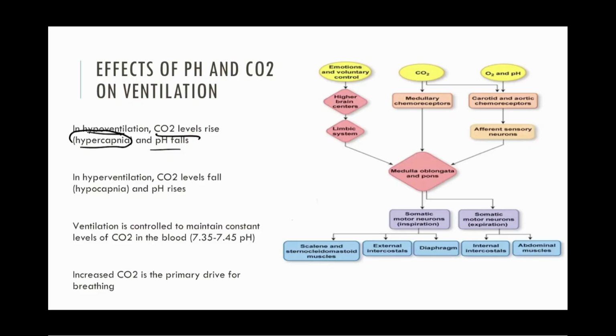Okay. In hyperventilation, now we're breathing way too much. We're blowing off all that excess CO2. The CO2 levels start to drop in our blood. We're reducing the acid, so the pH levels rise. We become more alkaline. When CO2 levels fall, it's called hypocapnia. Ventilation is controlled to maintain a constant level of CO2 in the blood, which will equate to a pH of 7.35 to 7.45. That is the normal pH of the blood, 7.35 to 7.45.